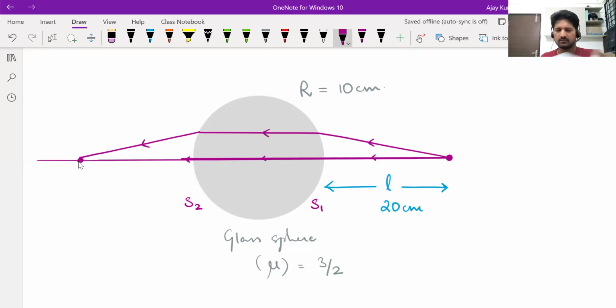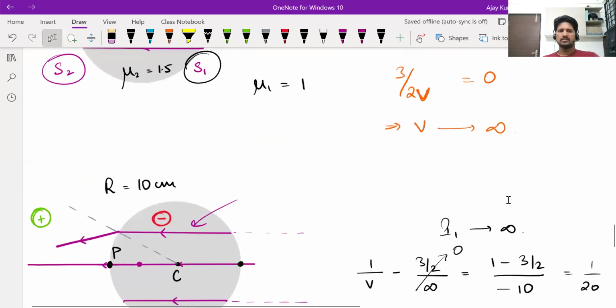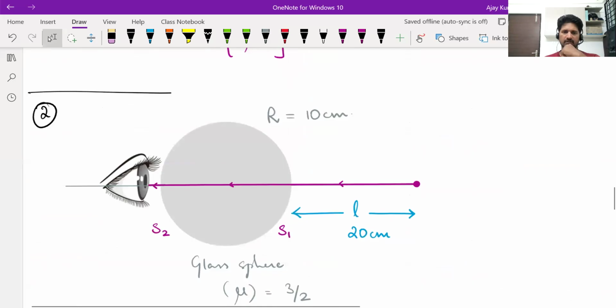That's what the result shows. Okay, so this is the final image. First image formed at infinity, final image is forming here. Okay, any doubts in this? How we are applying the spherical surface refraction formula?